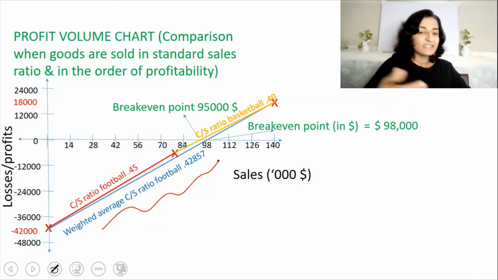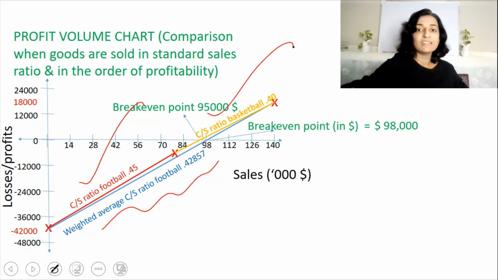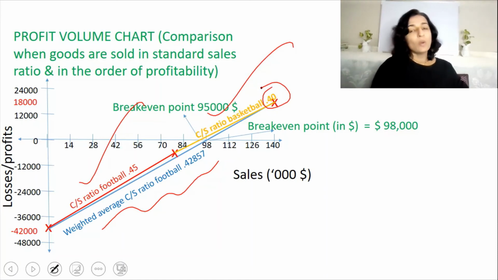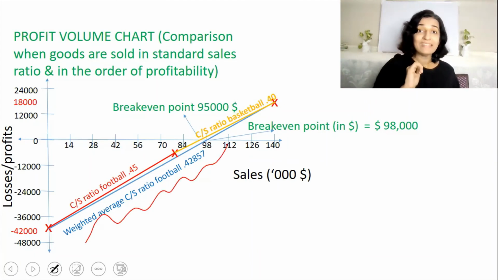But in the next scenario, we are first selling footballs where we are getting a C by S ratio of 45%. And next we are selling basketballs where we are getting a C by S ratio of 40%. So there is a change in C by S ratio. That is why we have a bend in the profit line when we are selling goods in the order of profitability. But if we are selling goods in the standard sales ratio, the C by S ratio is getting maintained at 0.42857.